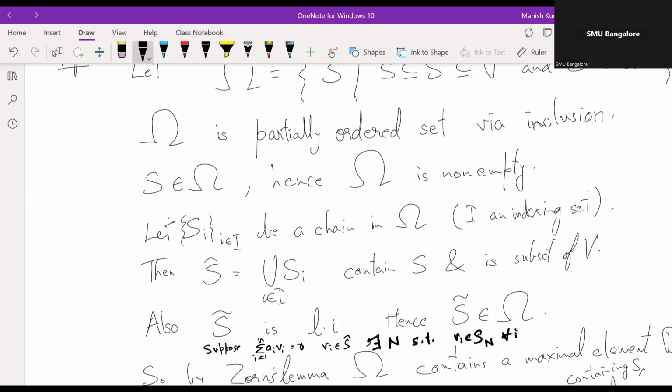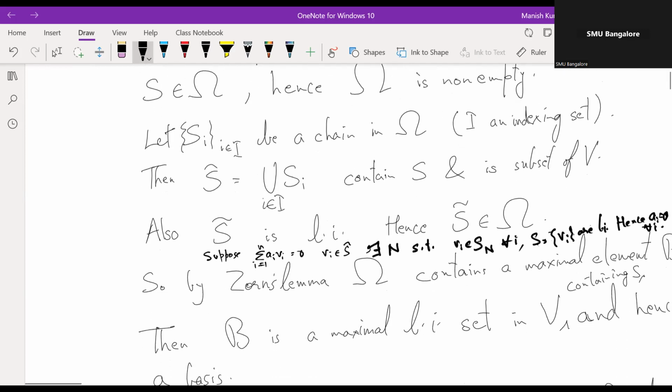But Sn itself is an element of omega, so the Vi's are linearly independent, because they are contained in a linearly independent set. Hence, the Ai's are 0 for all i. So that tells you that S tilde is in omega. So we have shown that every chain has an upper bound.